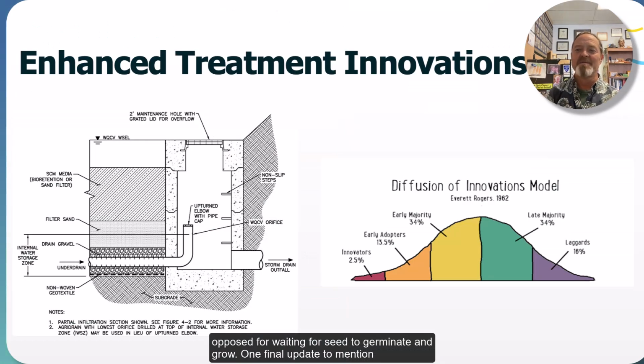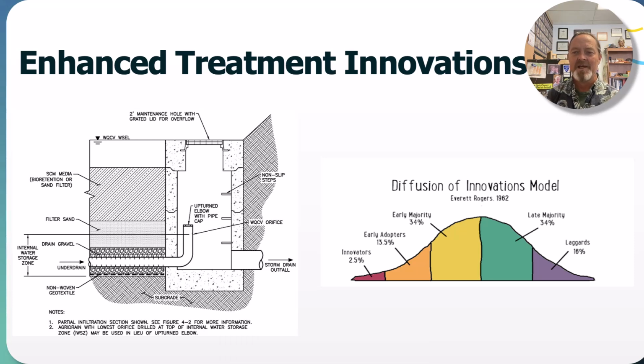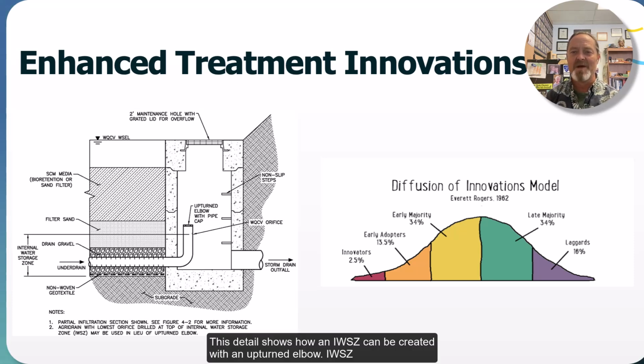One final update to mention relative to bioretention is the concept of an internal water storage zone, or IWSZ. This detail shows how an IWSZ can be created with an upturned elbow. The IWSZ is suitable for partial infiltration sections, and runoff is held below the invert of the upturned elbow and can slowly infiltrate into the subgrade between events.